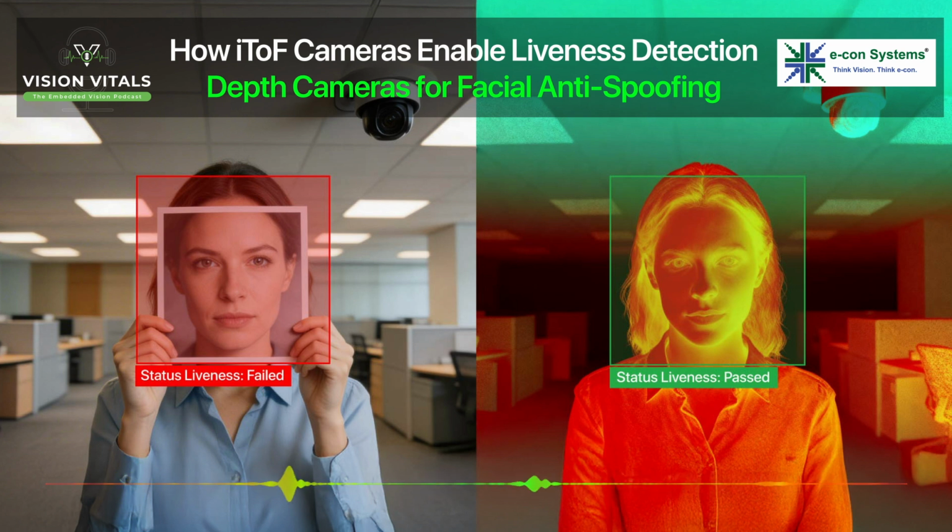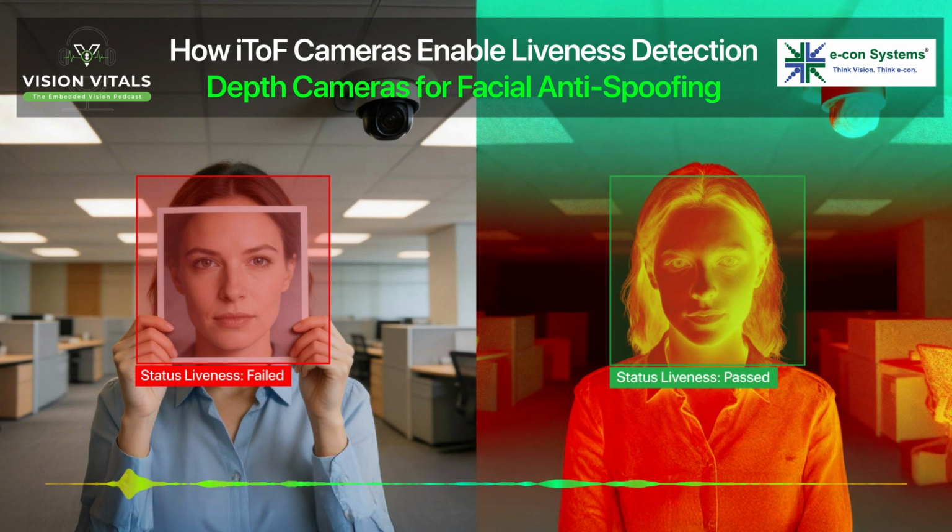Right. So let's start from the top. Facial authentication systems are everywhere now. What's actually driving this push toward better liveness detection? So as facial authentication deployments scale across access control, identity verification, and border processing, the need to prevent what are called presentation attacks becomes critical.